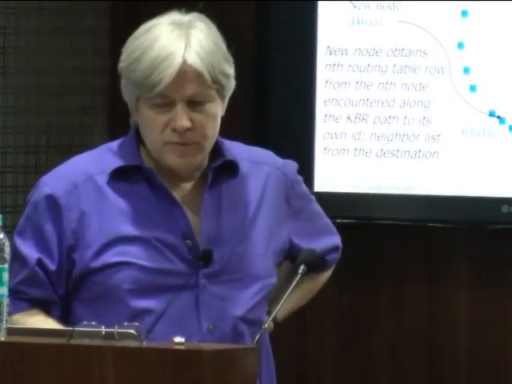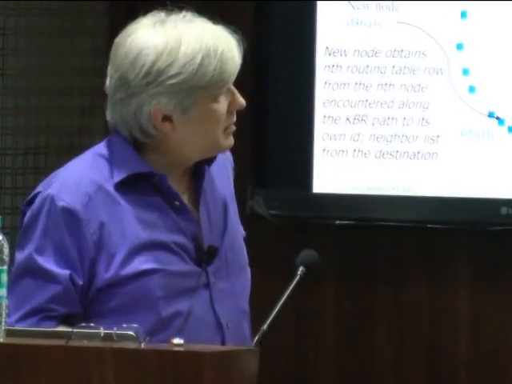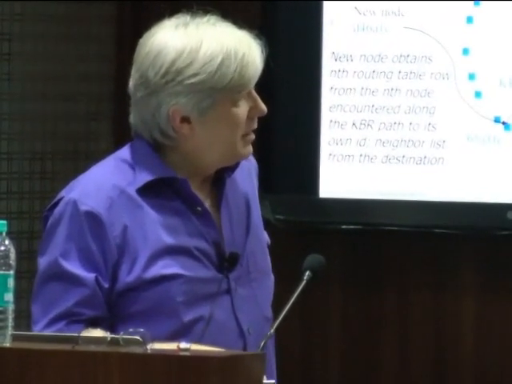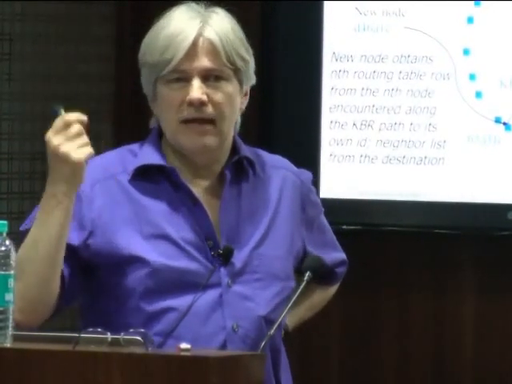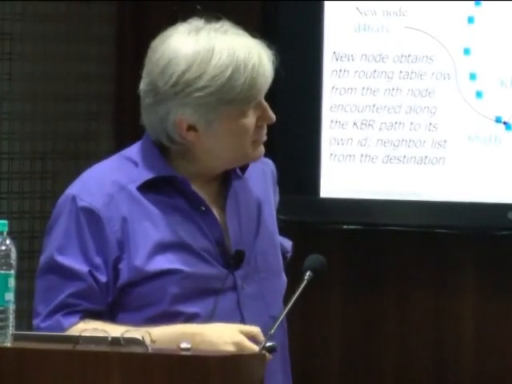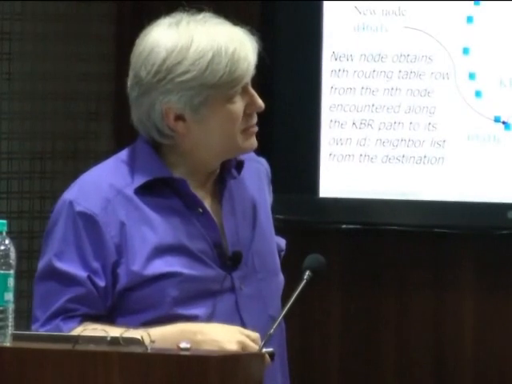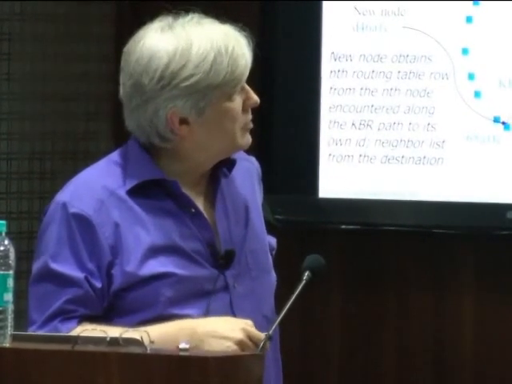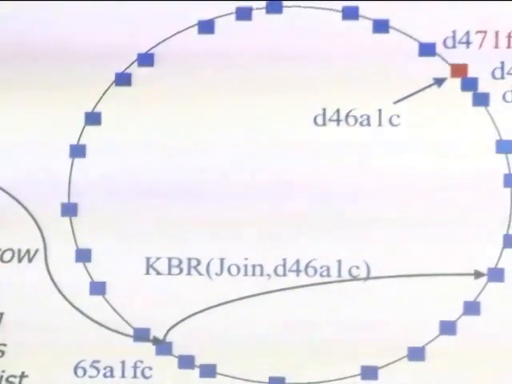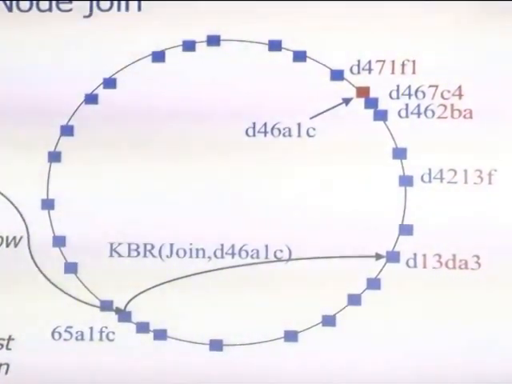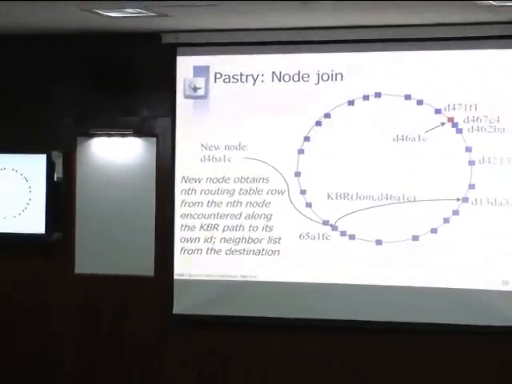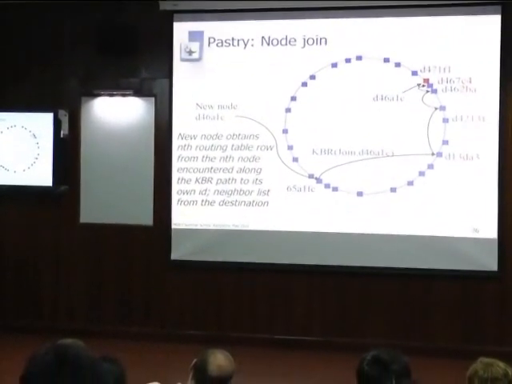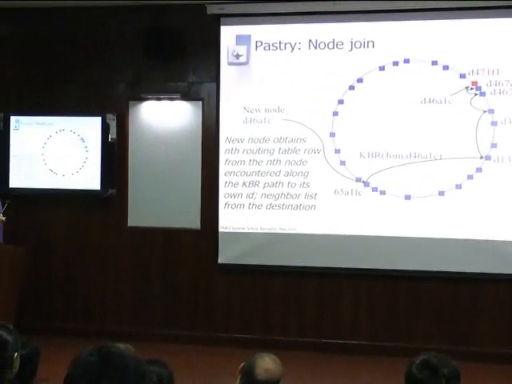So how do you get the appropriate routing table entries? And here's the neat trick. You just have this node that helps you join do a KBR on your behalf with a join message, which just says, I'm a new node and I would like to join this overlay. And you direct this join message towards a key that coincides with your own new node ID. Okay? So a new node basically asks an existing member of the overlay to please route a join message towards the key that corresponds to its own new node ID. So this will be routed in the usual way towards the node that is currently responsible for the key D46A1C.